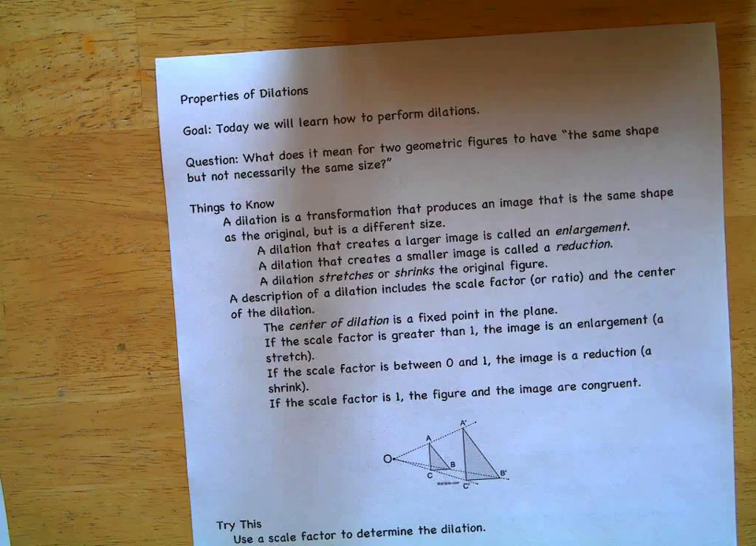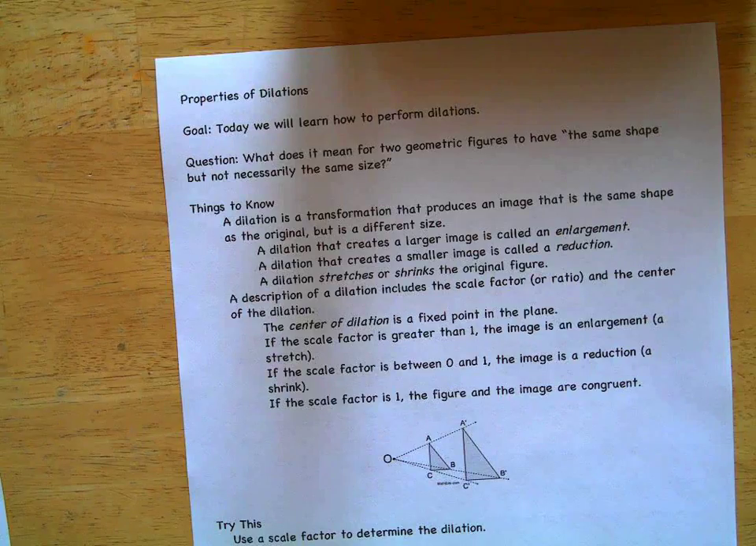So a dilation is a transformation that produces an image that is the same shape as the original, but is a different size when it's finished. A dilation that creates a larger image is called an enlargement. A dilation that creates a smaller image is called a reduction. A dilation stretches or shrinks the original figure. Dilations change figures by changing the size of the figure. The shape remains the same, but the size is what changes.